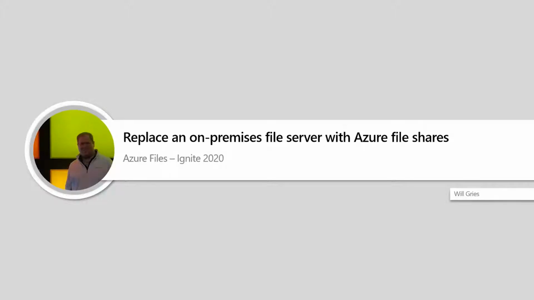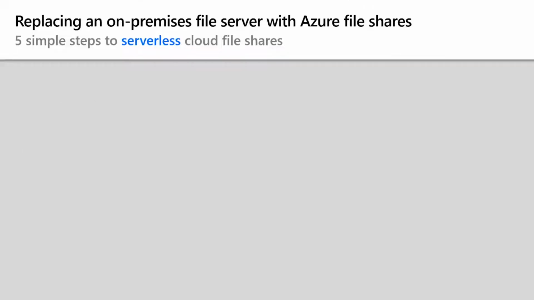In honor of Ignite 2020, let's talk about one of the key features that was released for Azure Files over the last year: the ability for an Azure File Share to be domain joined to your on-premises Active Directory domain. This enables you to replace an on-premises file server with Azure File Shares. This can be done in just five simple steps, and actually, only the first step is really required.